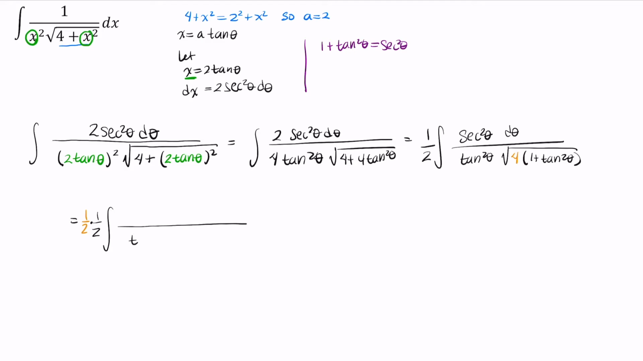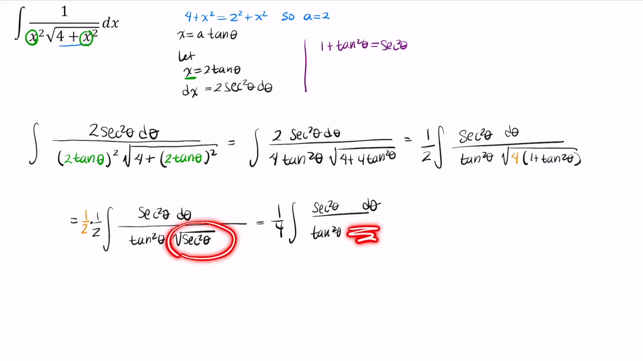In my denominator, then I have tangent squared theta, and then this here is just the square root of secant squared theta, and in my numerator, I have secant squared theta d theta, so this is 1 over 4 times the integral of secant squared theta over tangent squared theta d theta. Oh, excuse me. I left space here and forgot to write it down. I should have a secant theta there. So this is 1 over 4 times the integral of secant theta d theta over tangent squared theta.